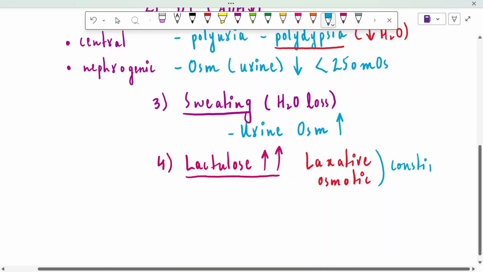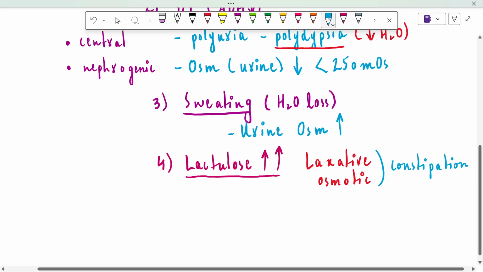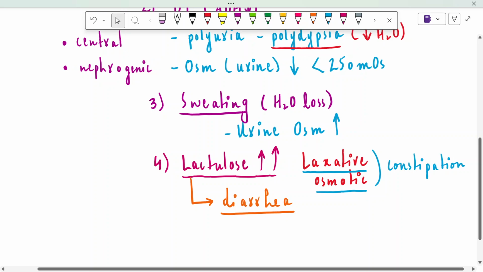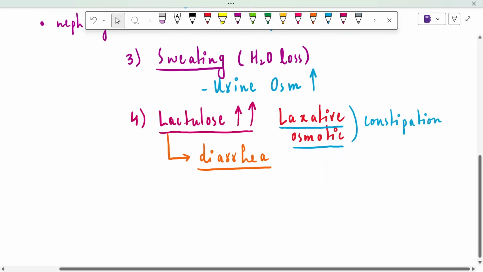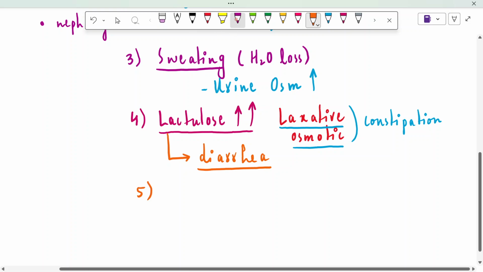So if a person is suffering from constipation and the doctor prescribed him or her lactulose, the lactulose will cause osmotic diarrhea. The most common side effect of lactulose is osmotic diarrhea, and diarrhea means that there are loose motions, and along with the stools the water is going to be passed, and again the person will be water deprived.